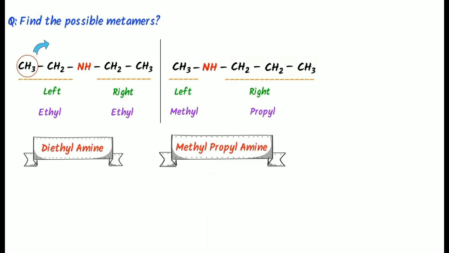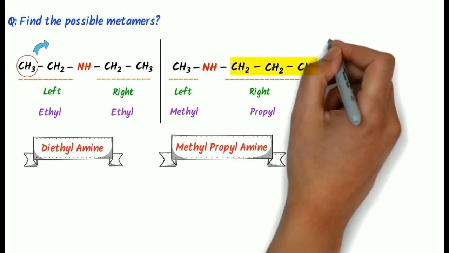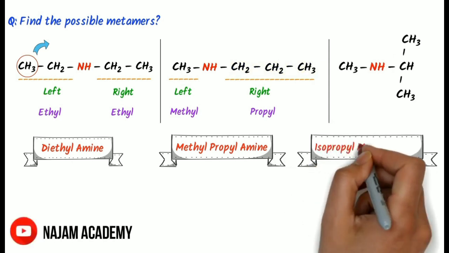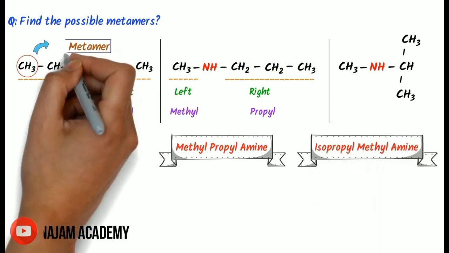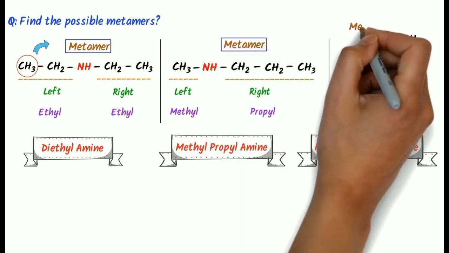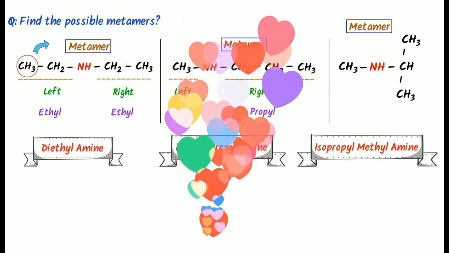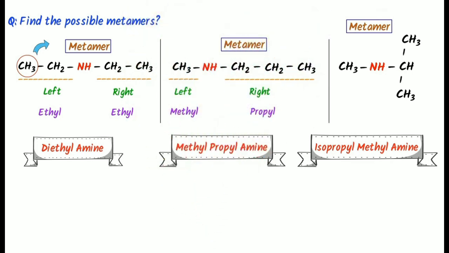Thirdly, I can change the position of this propyl. So I get the third metamer of this amine. The name of this amine is isopropylmethylamine. Thus these are the possible metamers of this amine. Therefore remember that metamers arise when different alkyl groups are attached to the same functional group.